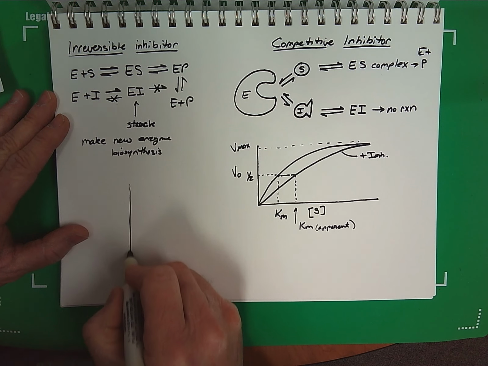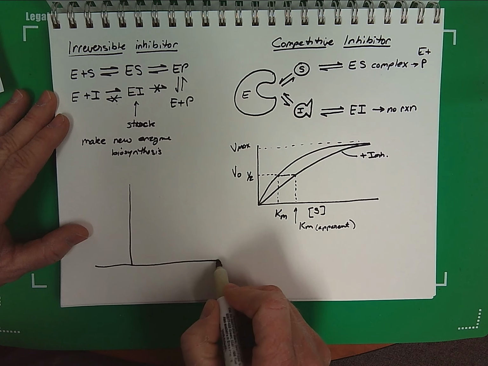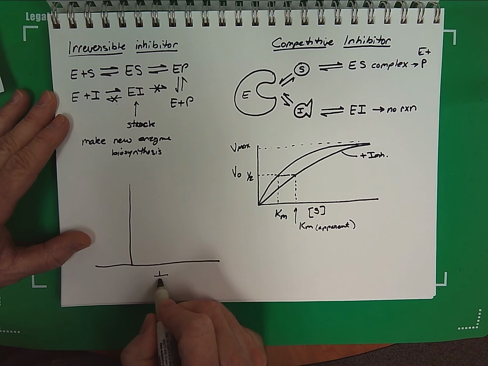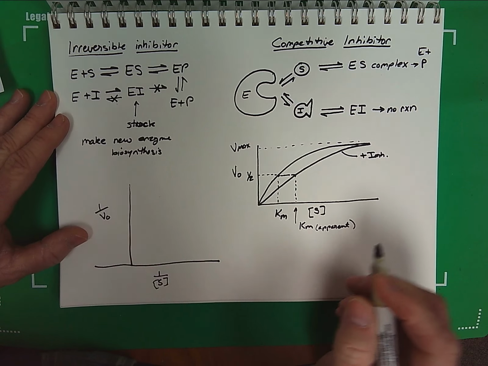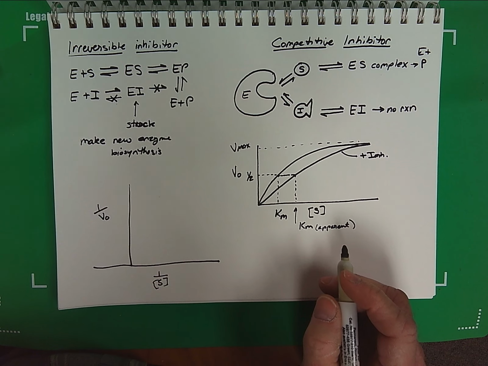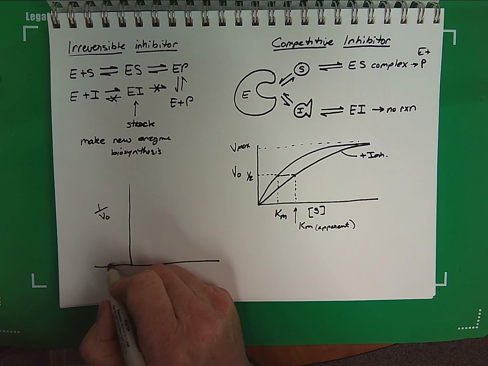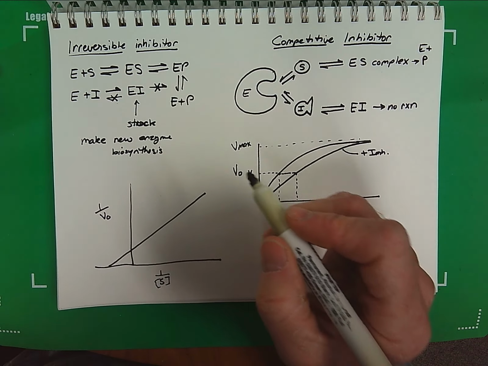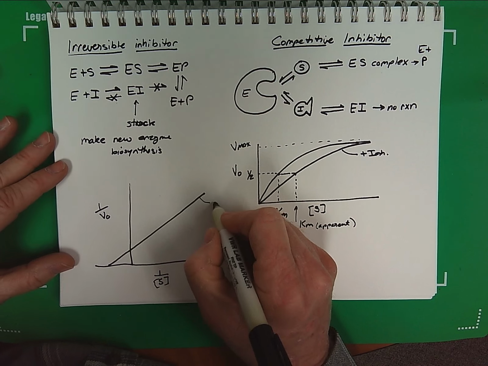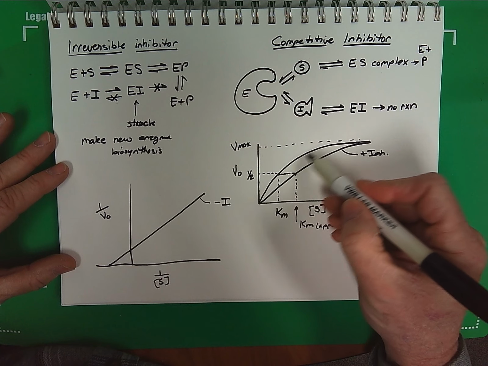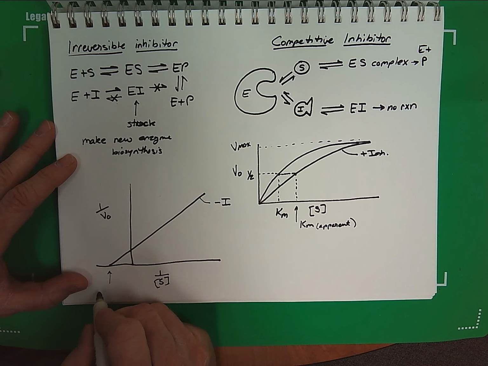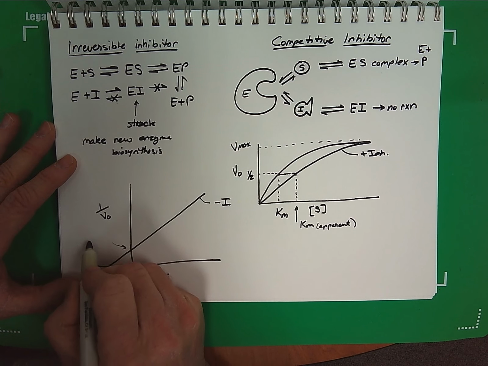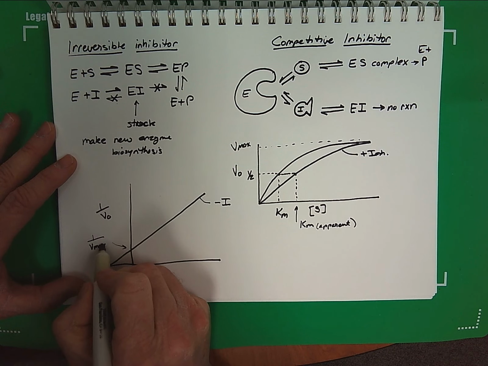Now if we draw our Lineweaver-Burk double reciprocal plot, where we have 1 over the concentration of substrate, 1 over V0, what we will have is our line without inhibitor. So this is minus inhibitor, representing the top curve here. And of course this is the negative 1 over the Km. This point here represents 1 over Vmax.